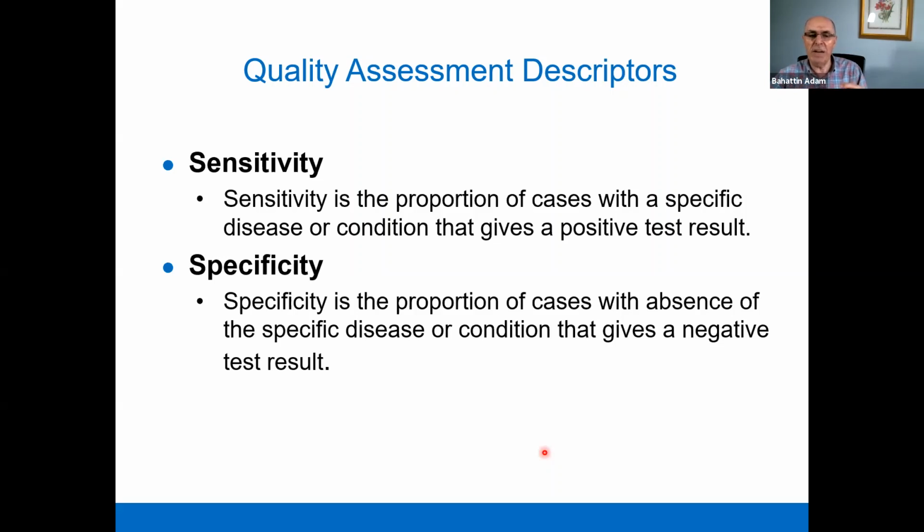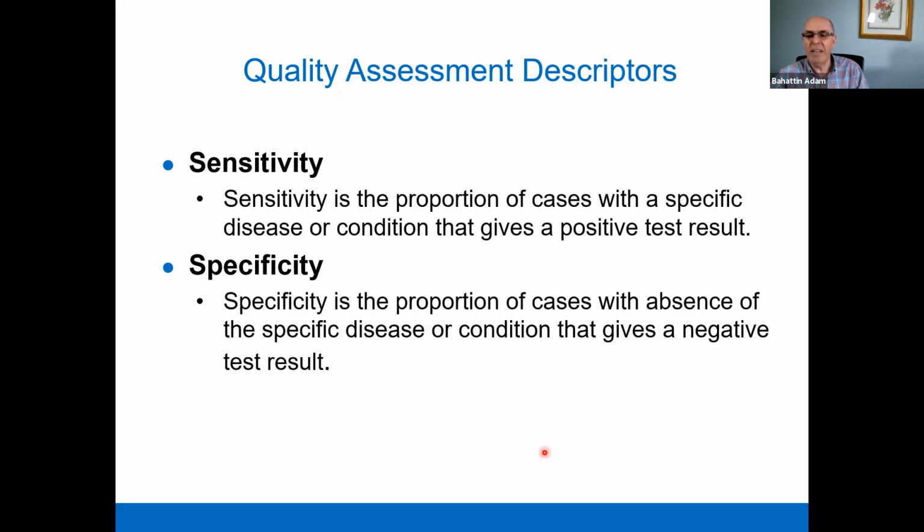Okay, specificity is the proportion of cases with absence of the specific disease or condition that give a negative test result. You have a healthy population that you are sure are not COVID patients, and you take samples from this healthy population and test with a COVID test. If they are all negative, the proportion of negativity is the specificity.